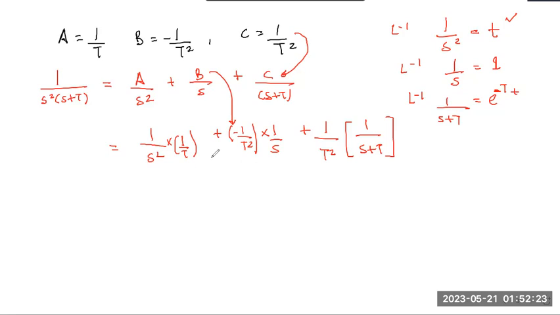I will substitute these Laplace inverses, and I'll get this value as 1 by t into t. Then this is minus 1 by t square, which will remain as it is, and the Laplace inverse of 1 by S is 1. Then I have the term 1 by t square, it will remain as it is. And here I get the value e to the power minus t.